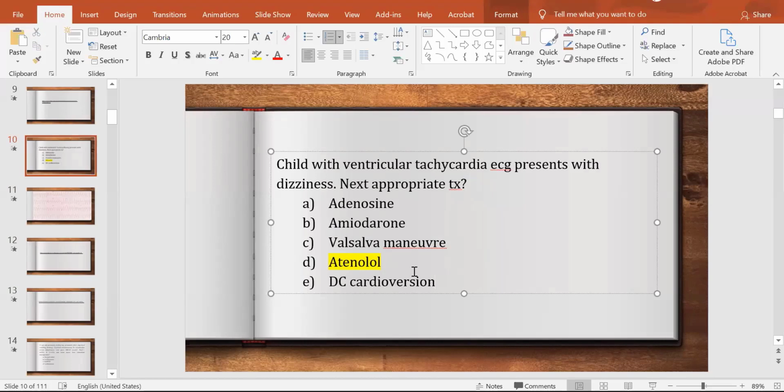Okay, so the basic thing is if it's an SVT, we start by asking whether the child is stable or unstable. If the child is unstable, we go for DC cardioversion. If the child is stable, then we will try the vagal maneuver. Not helping, we go for IV adenosine. In case of ventricular tachycardia, if it's a pulseless VT, that's cardioversion, obviously. If unstable child, cardioversion again. But if it's a stable child but symptomatic, we will go for a beta blocker initially.